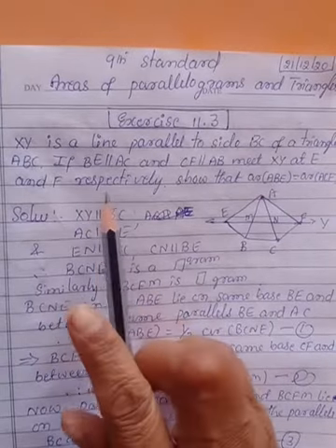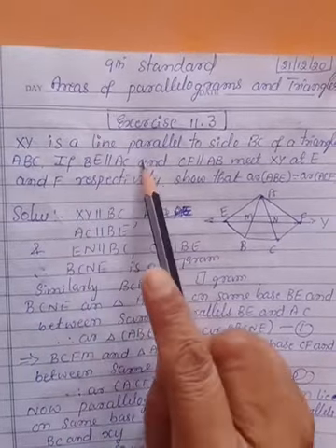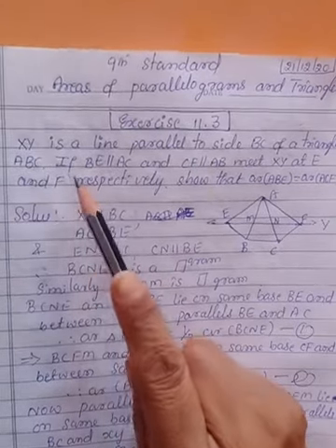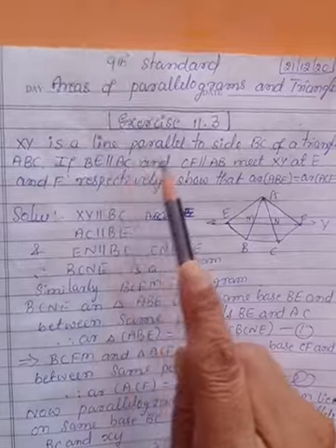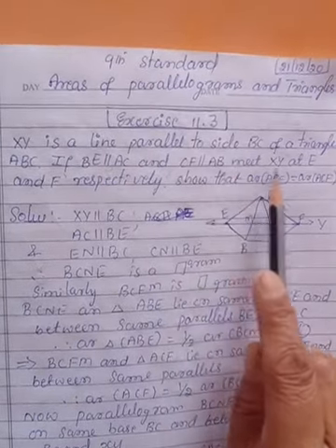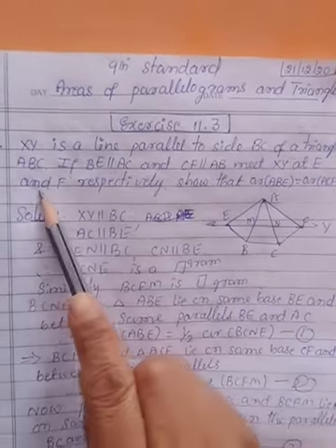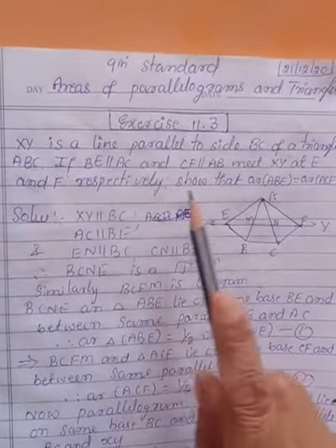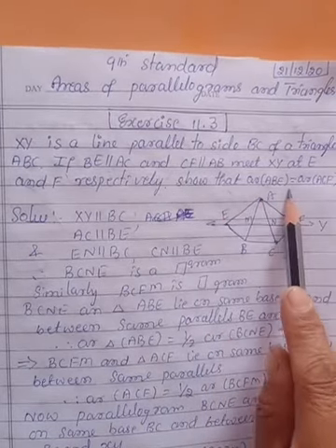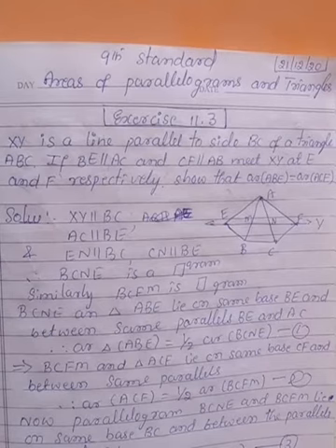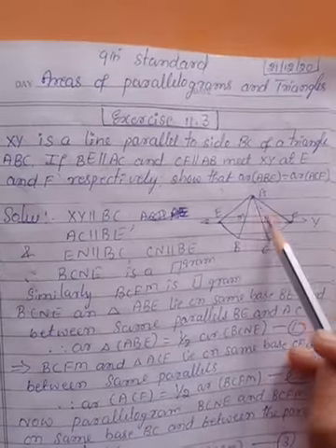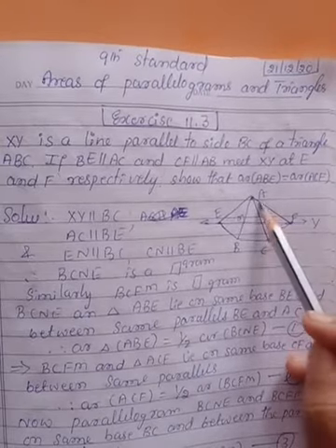Okay. So the next problem is: XY is a line parallel to side BC of a triangle ABC. BE is parallel to AC and CF is parallel to AB, meeting XY at E and F respectively. Show that area of ABE will be equal to area of ACF. Where is ABE? This one. ACF is this. Okay, these two are equal.